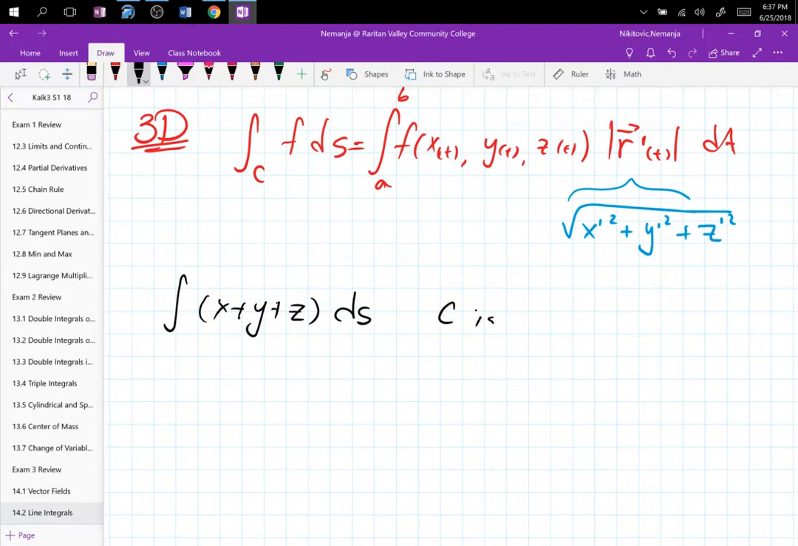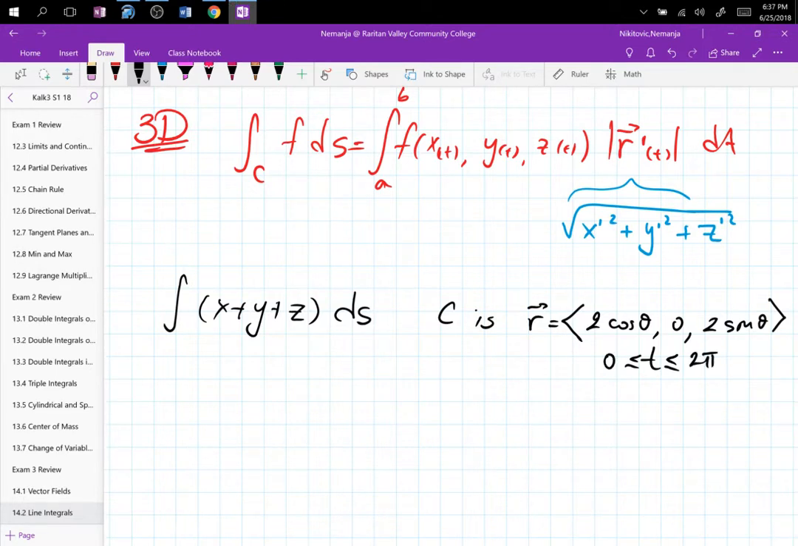So C is the circle r, which is given by 2 cosine theta, 0, 2 sine theta. And theta or t, whatever, it's the same thing. So let's put these. There we go.